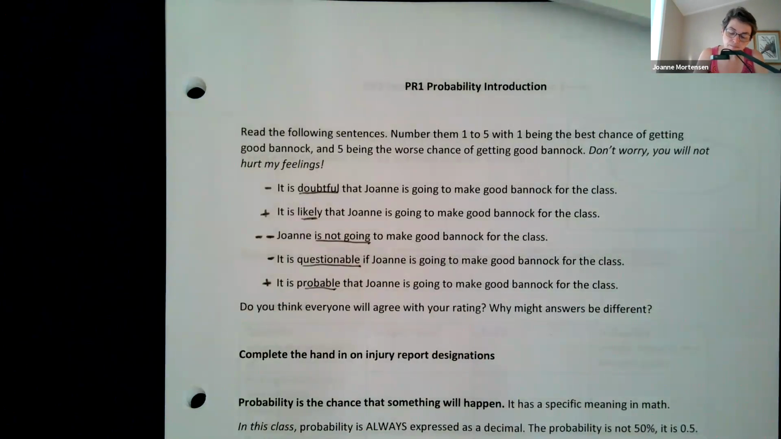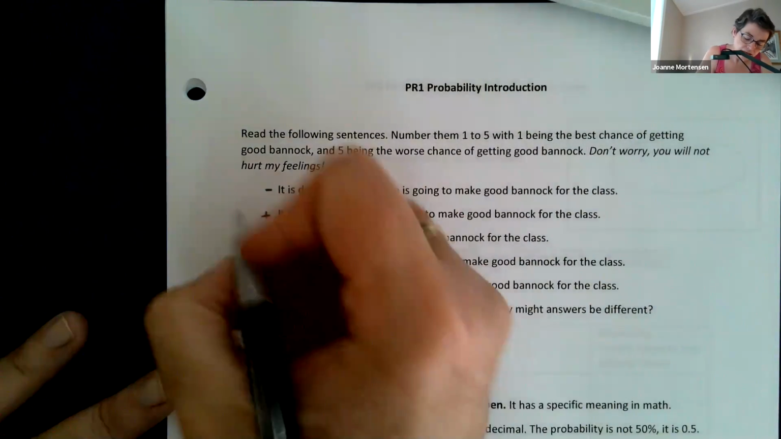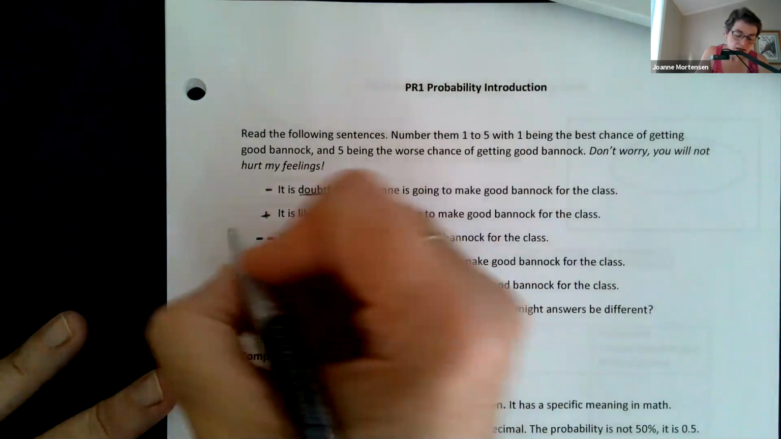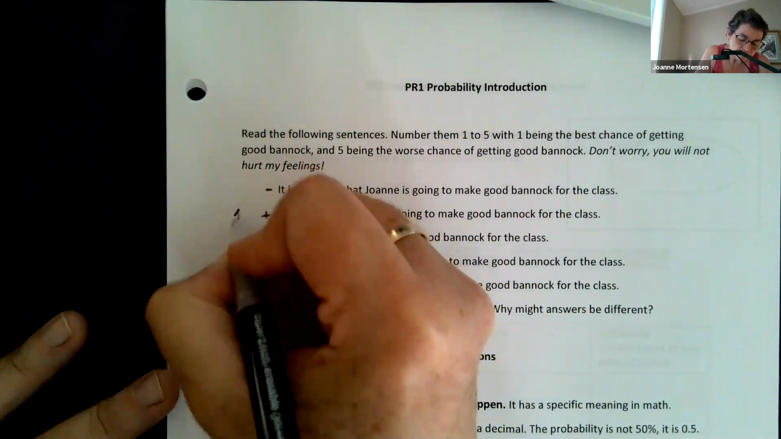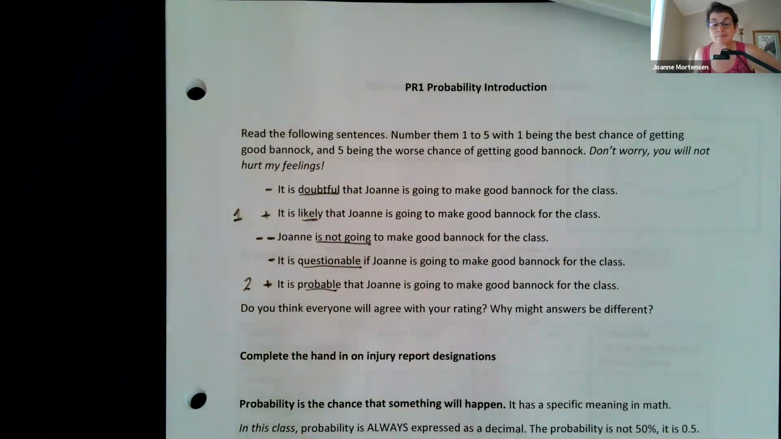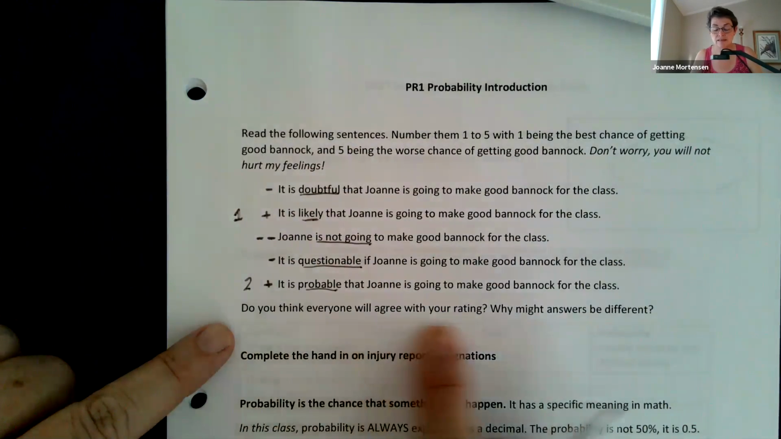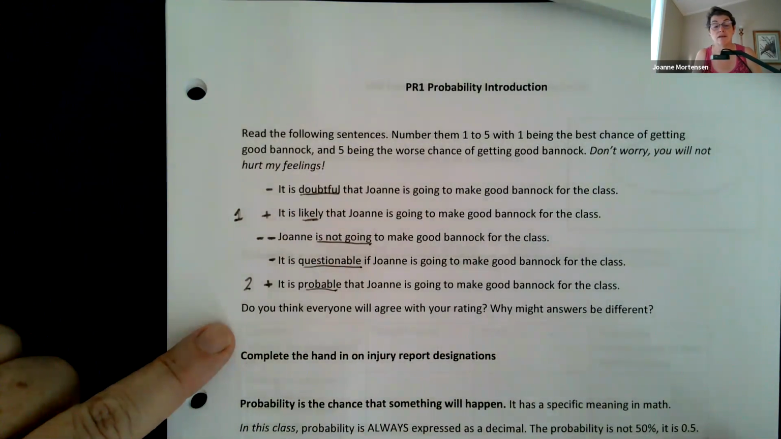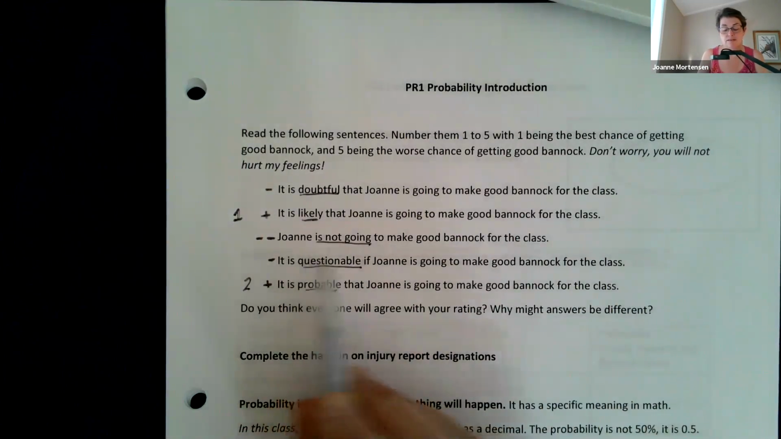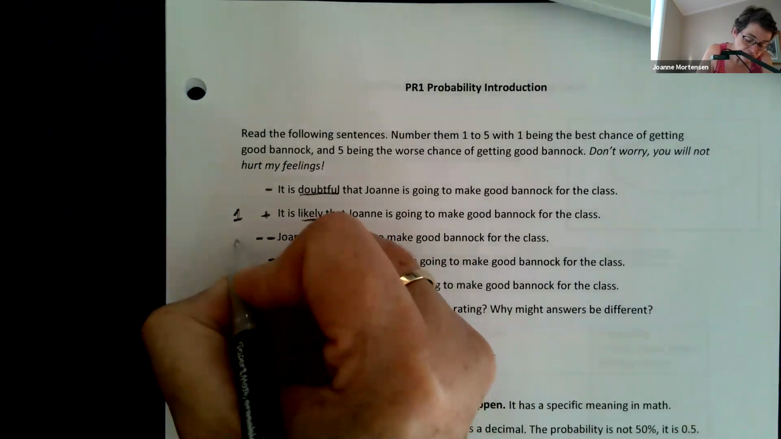So now, number them 1 to 5 with 1 being the best chance. I think, now likely or probable, I'm going to choose this one as number 1, and this is number 2. But if you read the question right there, you don't have to agree with my ratings, but I think we can agree that those 2, whichever one you put first, are going to be the best chances. And I know Joanne is not going to make good Bannock for the class. Well, that's the worst.